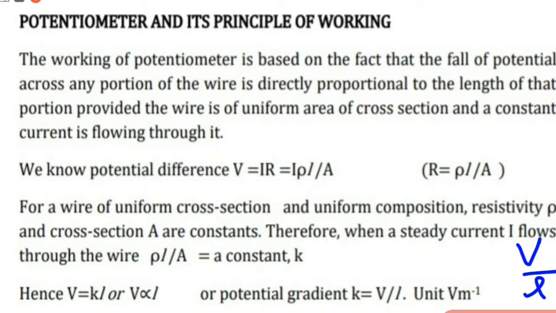What do we mean by V by L? V by L is the potential drop per unit length. That potential drop per unit length will be a constant, and that constant is termed the potential gradient. So potential gradient, represented by small letter k, is equal to V by L, and it has the SI unit volt per meter. So this is the principle of working of potentiometer.